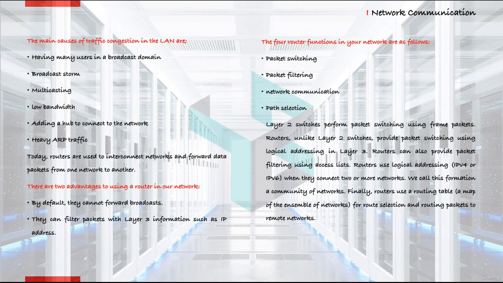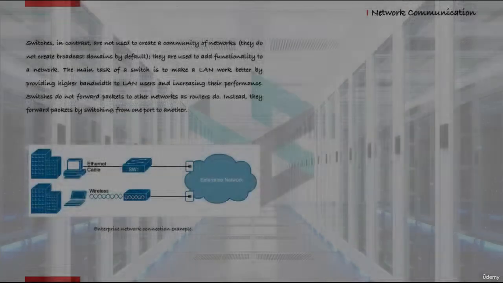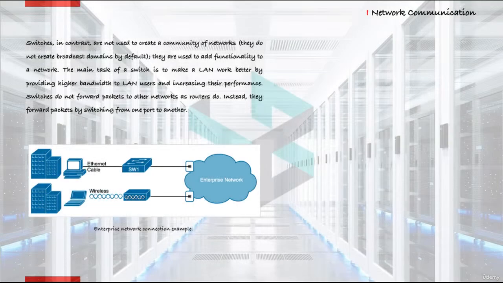Routers use logical addressing, IP version 4 or IP version 6, to connect two or more networks. This entity is called a collection of networks, and finally, routers use a routing table to choose routes and route packets to remote networks. Unlike routers, switches are not used to create a network community, but to add functionality to a network.